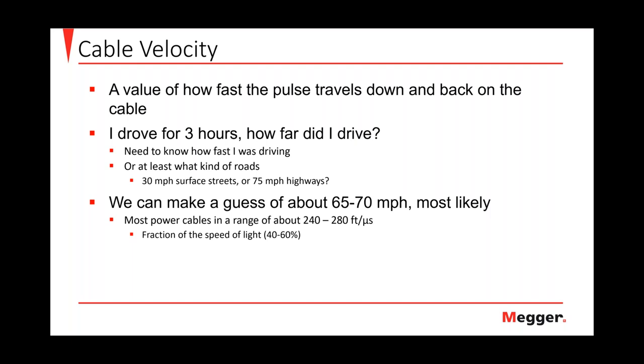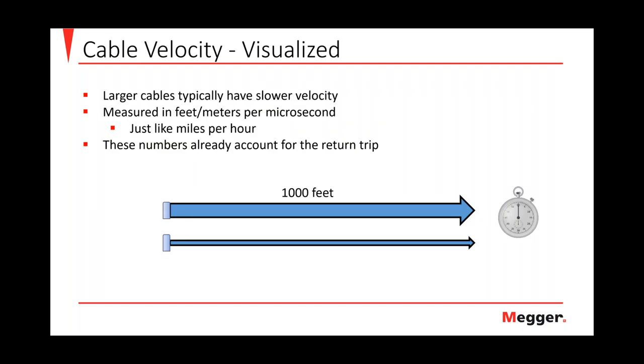And power cables are the same way. Most medium voltage direct buried cables fall somewhere in a range of about 240 to 280 feet per microsecond, and it's about 40 to 60% of the speed of light. Larger cables, because there's more room for the signal to bounce around in, typically have a slower velocity. It can be measured in feet or meters per microsecond or percentage of the speed of light, but it's essentially just like miles an hour.